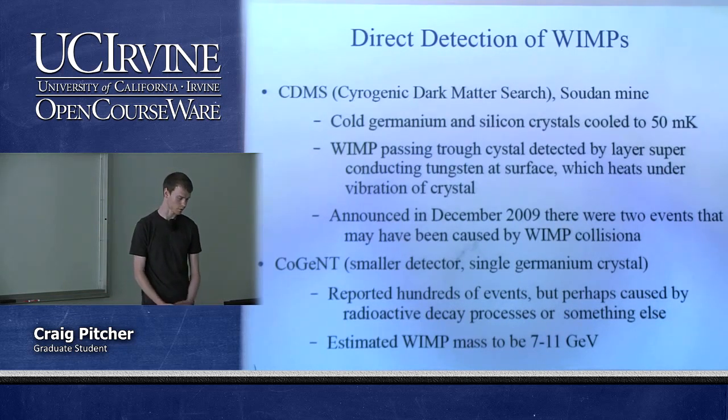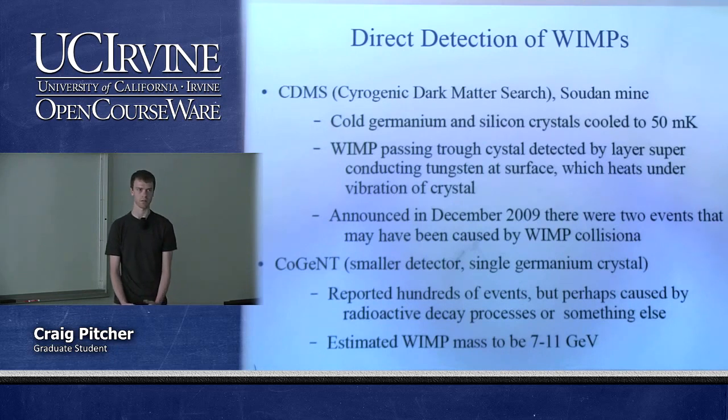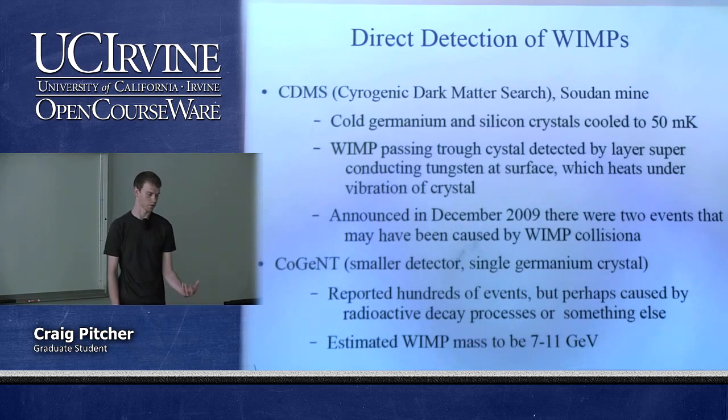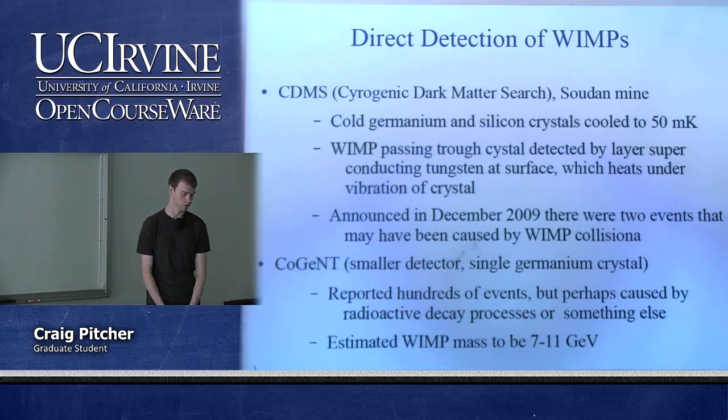And then there's another experiment called CoGeNT, and it just has a single germanium crystal. They reported hundreds of events, but a lot of people are skeptical that these aren't actually caused by something besides the WIMP collisions, perhaps a radioactive decay process from a nearby source or something. But from this experiment, their events suggest that the WIMP would be between 7 and 11 GeV.